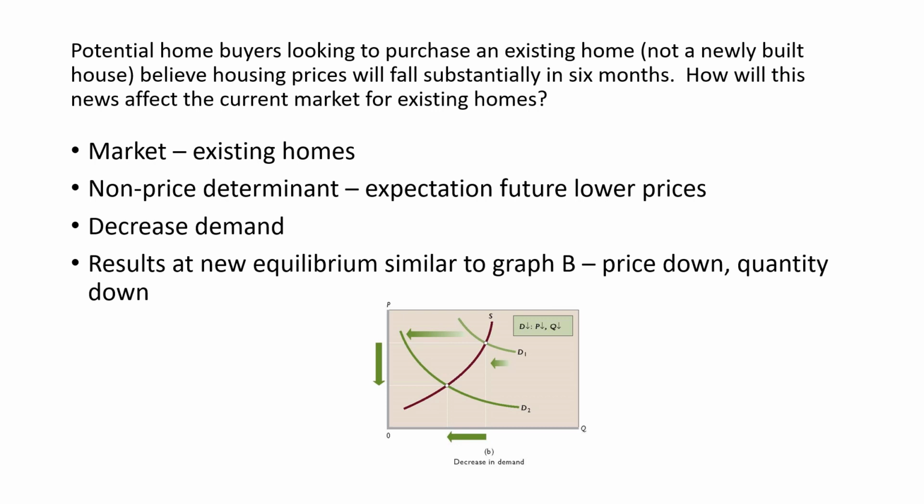How will that affect the market? A decrease in the demand for homes now with the expectation of prices dropping in the future. At the new equilibrium, what happens? Leftward shift of demand from D1 to D2. The new equilibrium, price of homes down, quantity of homes bought and sold down as well. Hopefully you did well on this market analysis review packet.